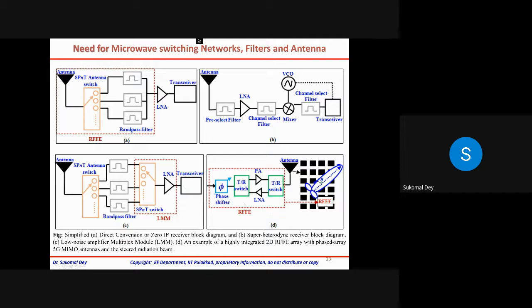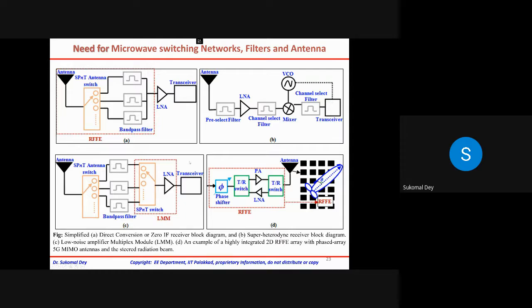In the last one, you can see that is again a radio frequency front end, where you are basically making some kind of 2D radio frequency front end array through some antennas, which is currently being used in multi-input, multi-output communications. And if you look at all these four figures, and take components like phase shifter, switch, oscillators, mixer, all these components can be made using micromachining technology. So consider this particular slide, why we need this kind of microwave switching network, filters and antenna at the miniaturized stage.